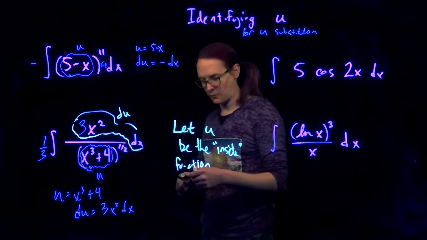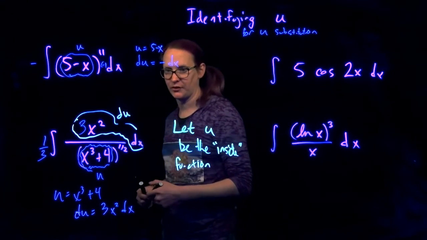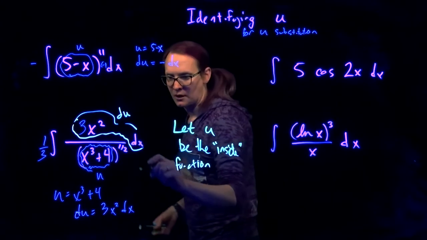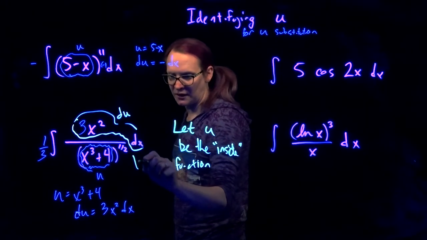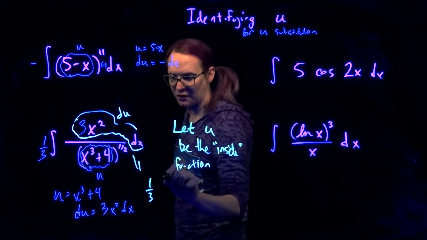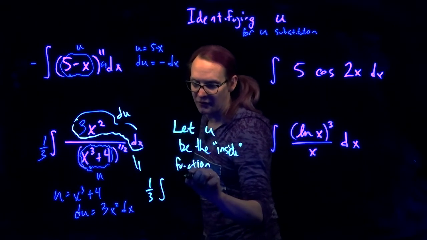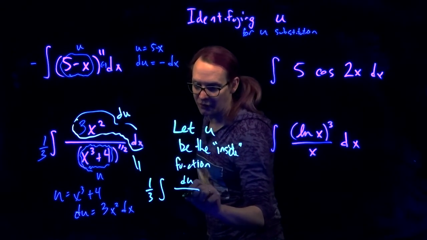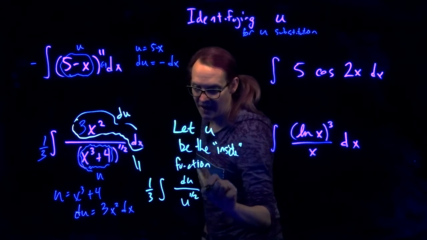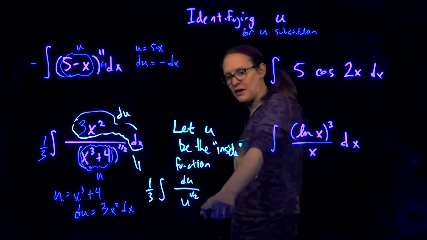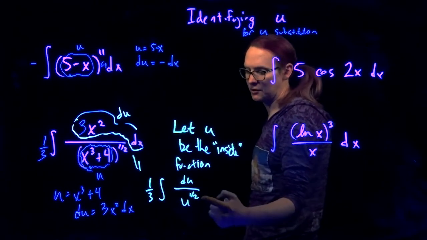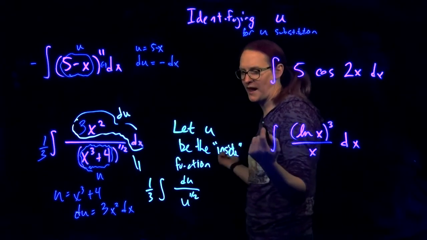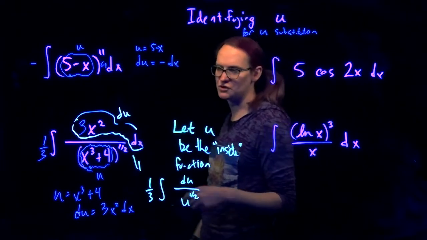I guess I could write down what it turns into once I do the substitution. So this one turns into 1/3 of the integral of du over u to the half. And this is basically a trivial function to integrate. I just use the power rule because it's u to the minus a half du. You just use the power rule.